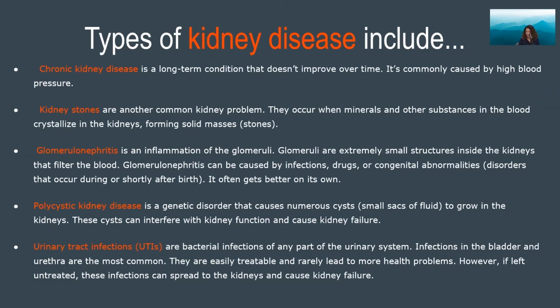Polycystic kidney disease is a genetic disorder that causes numerous cysts, which are small sacs of fluid, to grow in the kidneys. These cysts can interfere with kidney function and cause kidney failure.